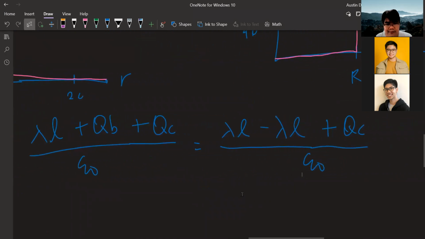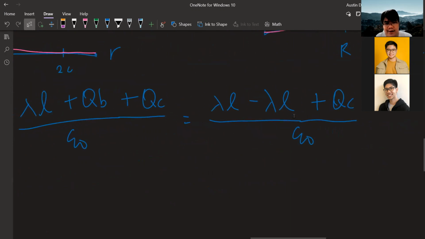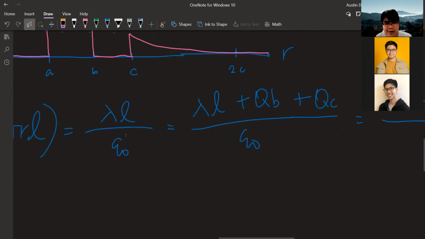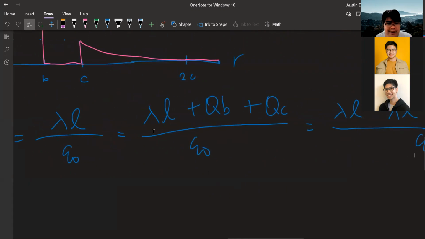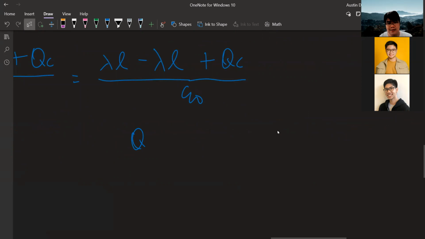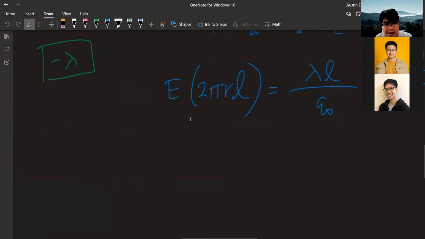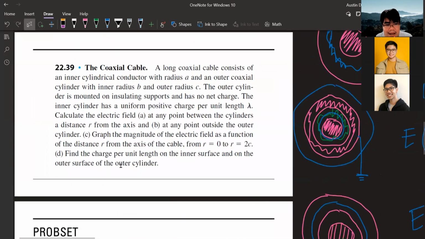Tapos, from here, makikita natin kung ano laman ni QC. Okay? Kasi alam mo yung final answer mo would be this one. Therefore, kung 0 na to, dapat lambda L na to. Okay? So, QC must be equal to lambda L. Therefore, the charge distribution for the outer surface of the outer cylinder must be lambda.